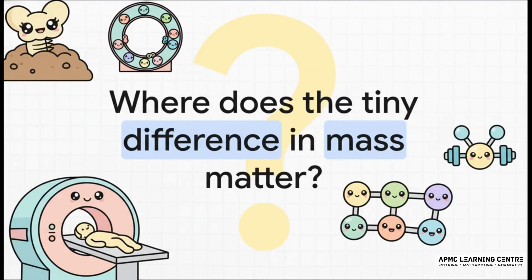So I'll just leave you with this final thought. If their chemistry is almost exactly the same, where could that tiny physical difference in mass actually be important in the real world? Well, it turns out it's a huge deal. That little bit of extra weight is the principle behind everything from carbon dating ancient fossils to life-saving medical imaging. So yeah, that tiny little difference in mass, it has massive implications for our world.